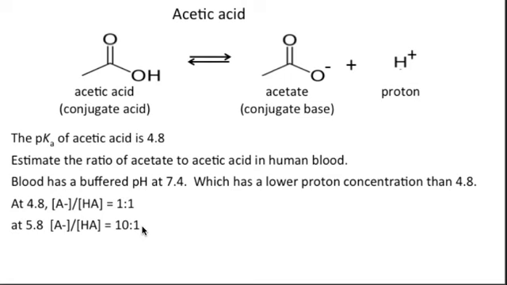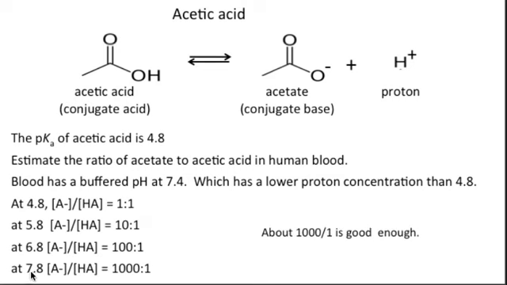What do you want to guess it'll be at 6.8? Please guess. Another tenfold, it'll be 100 to 1. And at 7.8, 1,000 to 1. Now, 7.8 is not far from 7.4. And that's the type of thinking I want you to be able to do. I don't want you to go, oh, we better go between these pH logarithmic units. To me, to say it's 1,000 to 1, that's close enough.